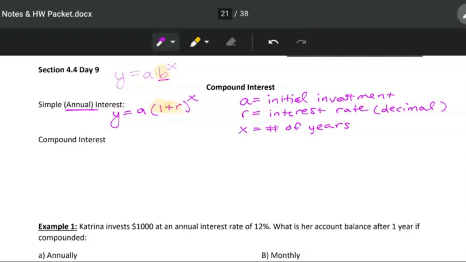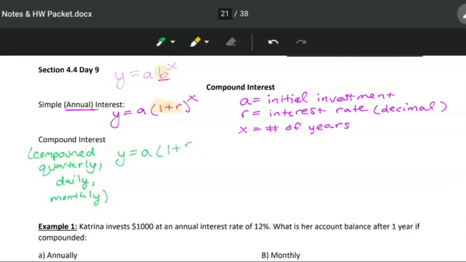All right, then there's something called compound interest, where sometimes you get the interest more than once a year. All right, sometimes they tell you that your interest is compounded quarterly, which would mean you get the interest 4 times a year. It could be compounded daily, meaning you get the interest every day. All right, it could be compounded monthly, meaning you get the interest every month. All right, and this formula looks a tiny bit different. All right, it is going to be y equals a times 1 plus r over n, to the nx power.